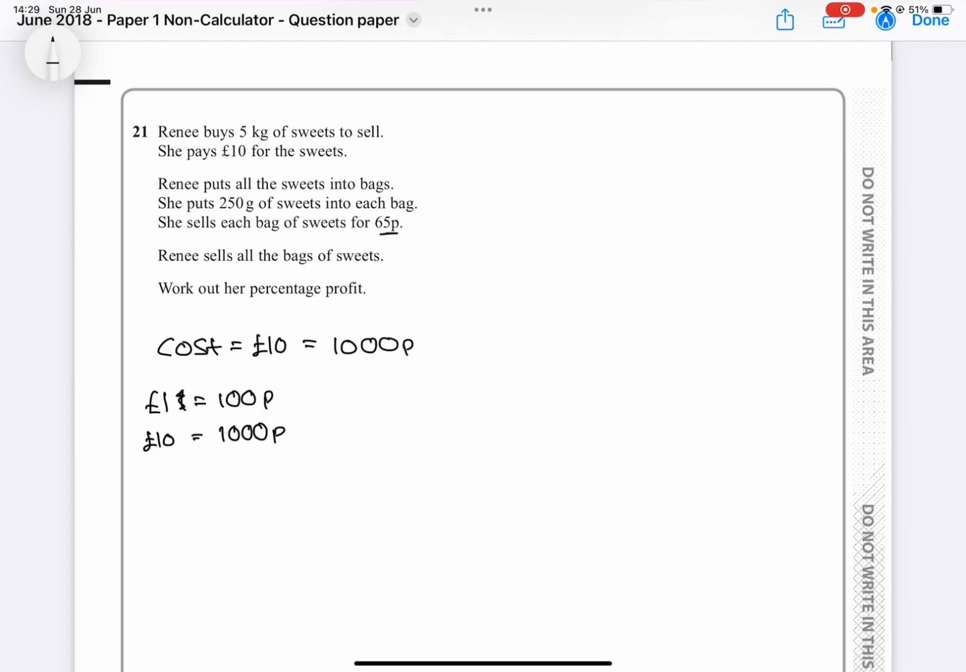Now let's continue reading the question. Rennie puts all the sweets into bags. She puts 250 grams of sweets. Again, I can see that they're using grams here and they're using kg over here. So let's do a bit of a conversion here. So we have 5 kg of sweets. How much is that in grams? Now 1 kg is equal to 1,000 grams. So 5 kg, you just multiply by 5 here, will be equal to 5,000 grams.